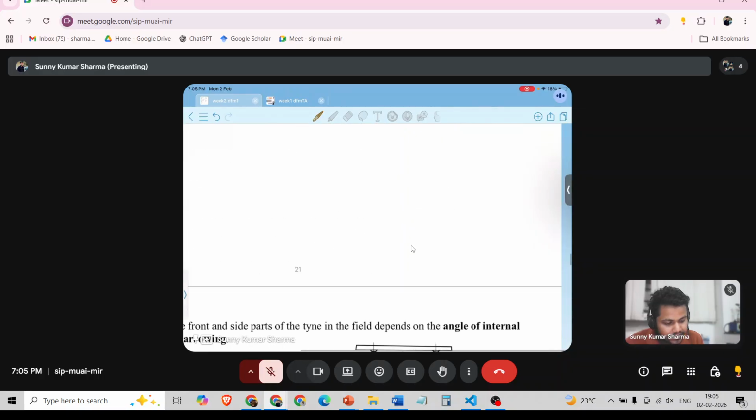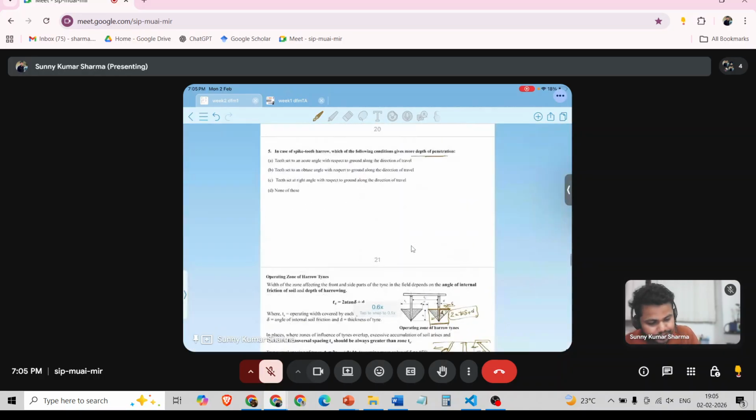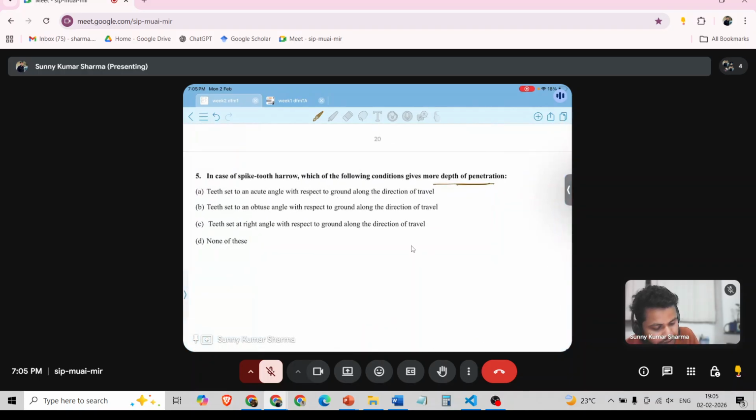For better penetration, teeth are set at an acute angle with respect to the ground. Suppose this is the teeth. Now this is option A. This is an acute angle.